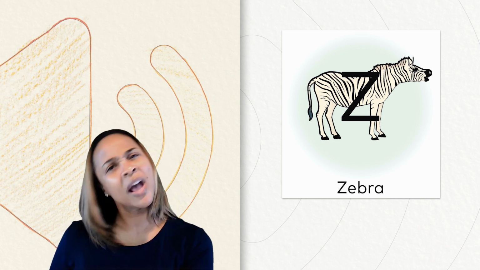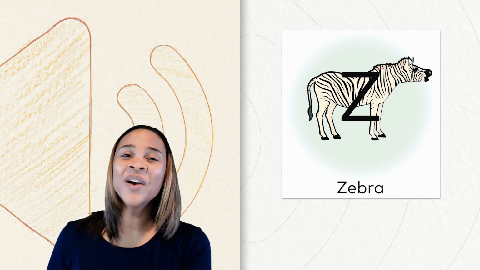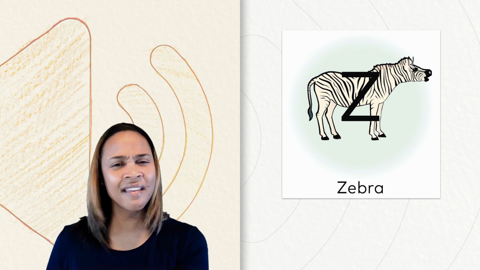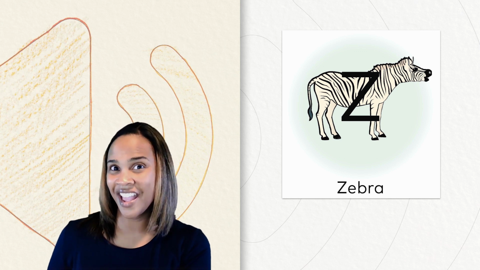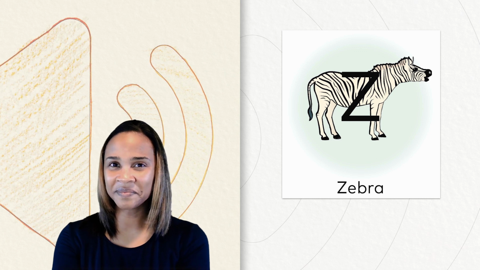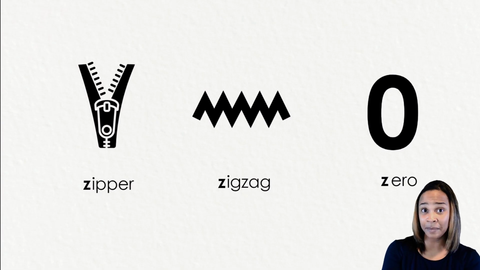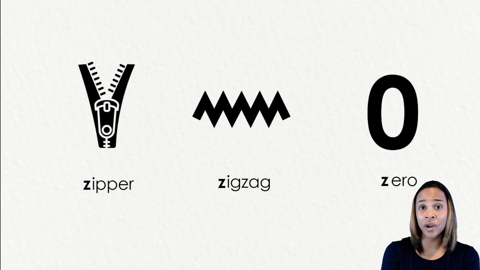Great. I wonder if we can think of some more words that also begin with the z sound, just like in the word zebra. Can you think of some more words? Great. I thought of some too. I thought of the words zipper, zigzag, and zero. They all make the z sound just like in zebra.